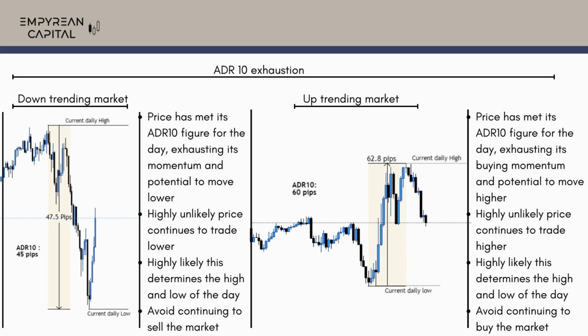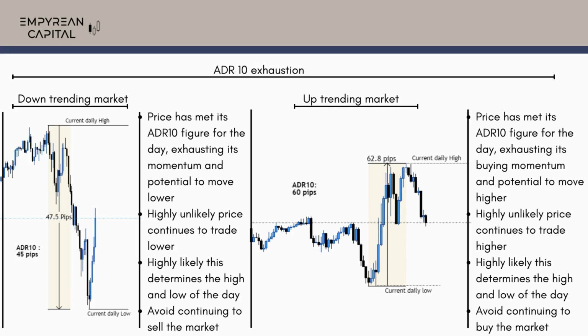Now, in an uptrending market, it's the same scenario, right? The ADR10 figure is 60 pips. That means over the last 10 days, price on average has moved between its low and high 60 pips. So we obviously expect that price today also moves 60 pips between the low and the high, right? And we can currently see that price, or the distance between the lowest point of the day and the highest point of the day, is 62.8 pips.